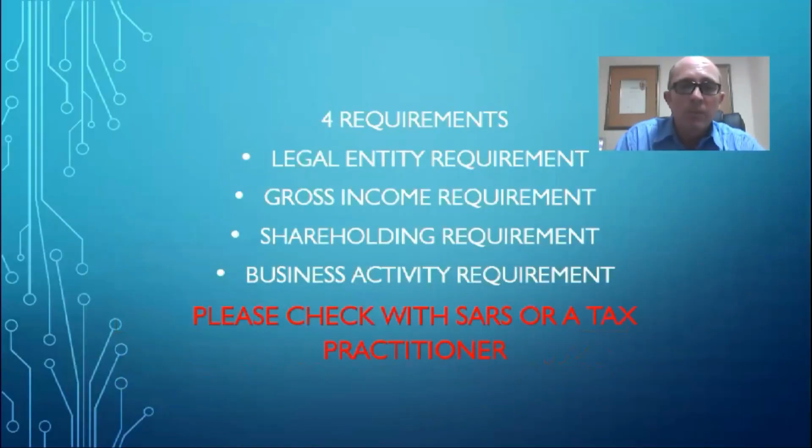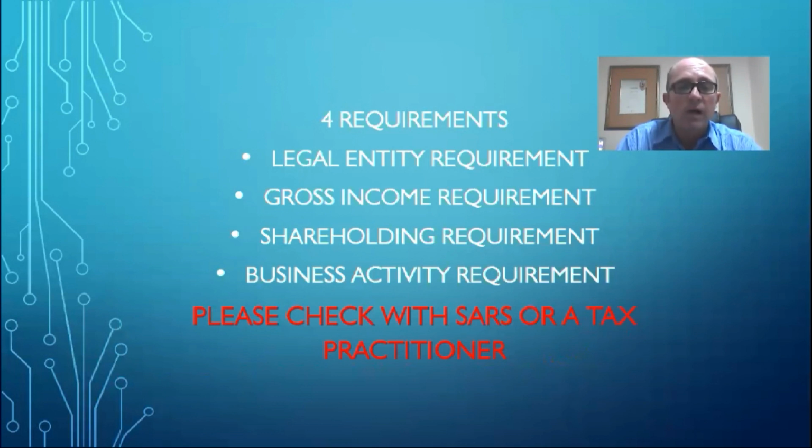So let's quickly run through the requirements, the stuff that you need to be careful of. If you look at the requirements, SARS says that there are 4 requirements. The first one is a legal entity requirement. The second one is a gross income requirement. The third one is a shareholding requirement. And the last one is a business activity requirement.